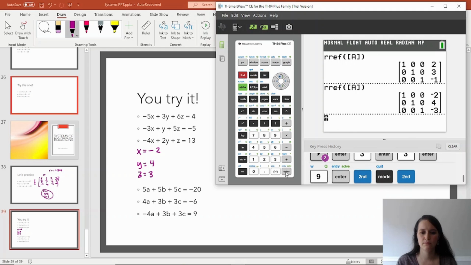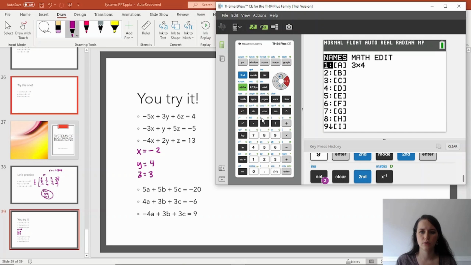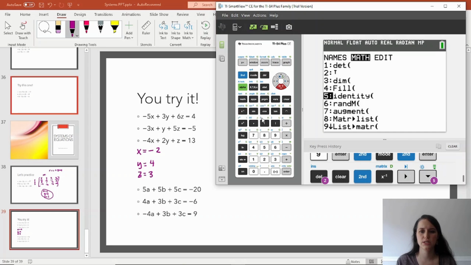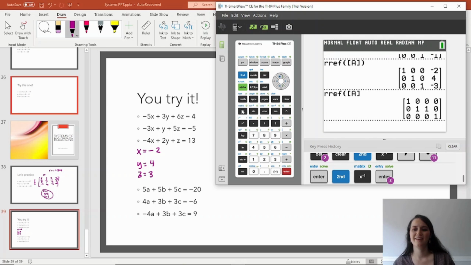All right, same thing. And if you want to go back through the menu, I'll show you, just in case you forgot where we were. So second, matrix, and go over one to math, go all the way down. There's RREF, second, matrix, that first one. You don't have to put the parentheses. It'll still do it, but, oh no.